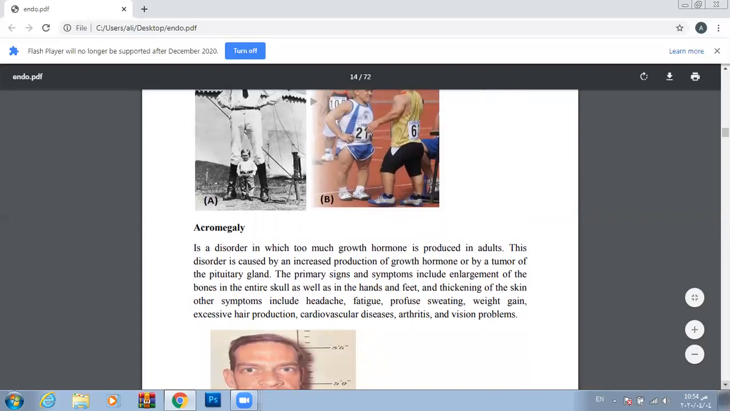This disorder is too much of growth hormone produced in adults after puberty. جيد. بينما هناك ايش قلنا؟ before puberty يسمونه شنو؟ gigantism. This disorder is caused by an increase in the production of growth hormone by a tumor in the pituitary gland. The primary signs and symptoms include enlargement of bone and the entire skull, as well as in the hands and feet, and thickness of skin. Other symptoms include headache, fatigue, profuse sweating, weight gain, excessive hair production, and cardiovascular disease, arthritis, and vision problems.